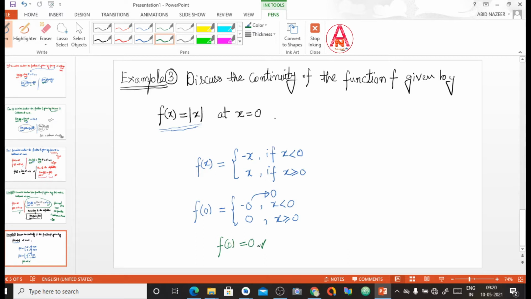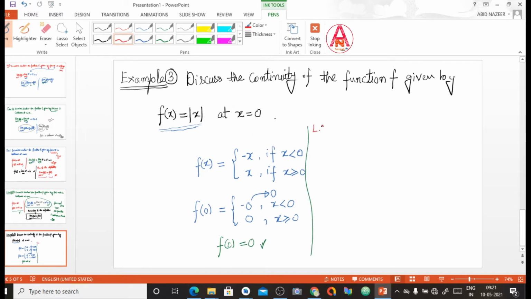Now we are going to find out the limit. Because this is a mod function, we are going to find out the left hand limit first, and after that we can check the right hand limit, and whether both are equal or not. After calculation we can find out. Okay, first we are going to see the left hand limit.